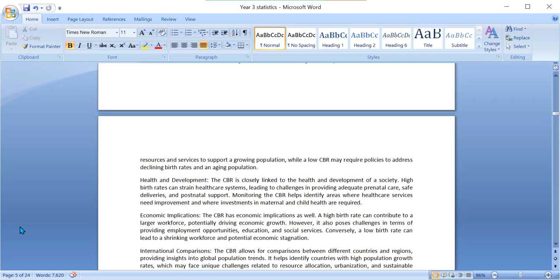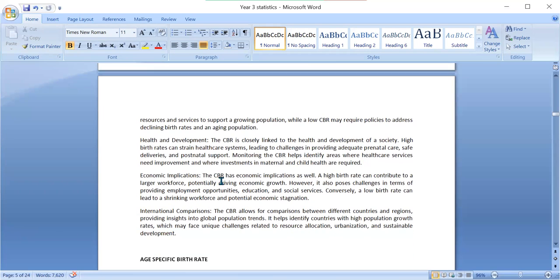health are required. Another use is economic implication. The CBR has high economic implication as well. A high birth rate can contribute to a larger workforce. Like China. China is almost half of the world, and China has made use of its population. Almost everything that is manufactured in the world, China is the one doing it.